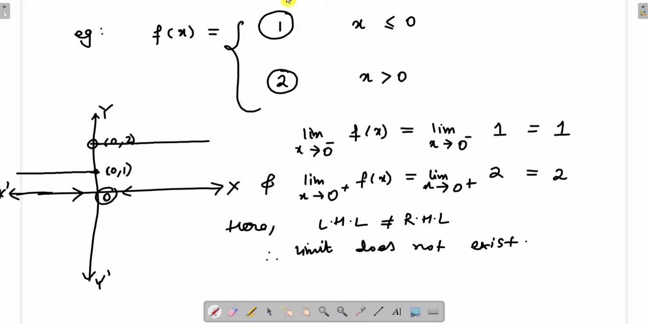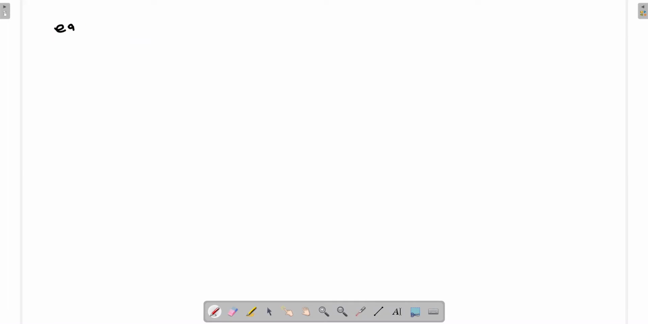So here was one example wherein we have seen what is left hand limit and right hand limit. Now let us move further and look at one more example. That is example 3, as we have seen two examples previously. These are not just examples that I am doing, but these are some of the important examples, which will help you to solve the problems.